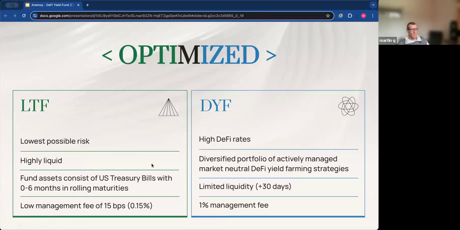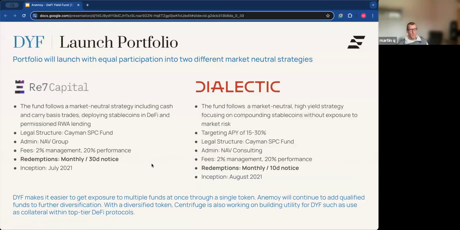As a next step of the Anemoy offering, what you would start with is two very well-known crypto hedge funds. One is RE7 Capital, the other one is Dialectic, both being out there for a couple of years and having a proven market-neutral strategy. And again, this is also within the target rates I have mentioned.